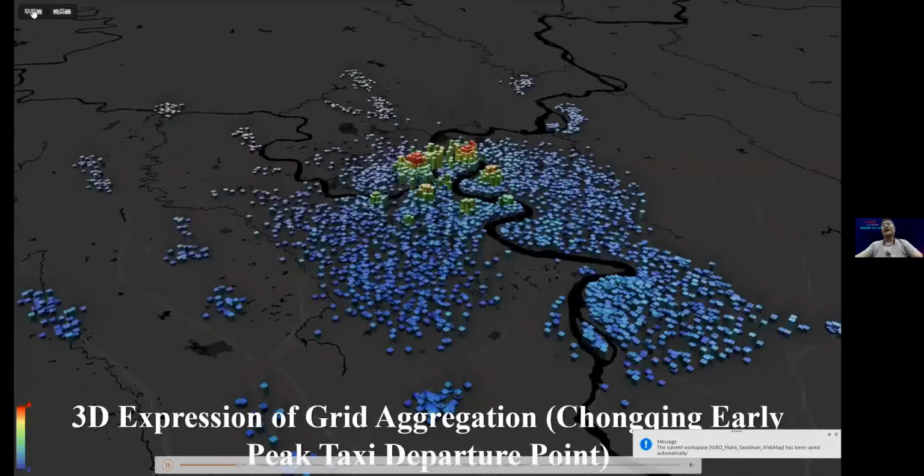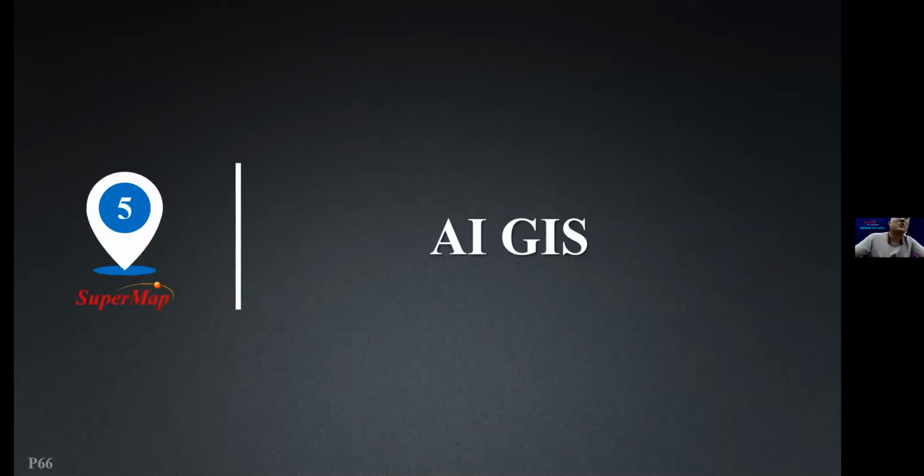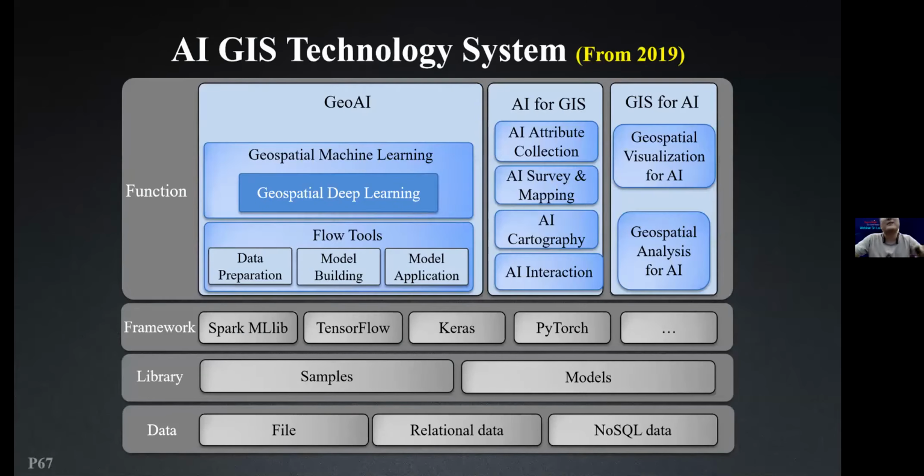Okay, so as a summary, Big Data GIS is a new engine for smart city. Now let's go to the last part of our topic today, which is the AI GIS. The AI GIS technology system has been released from 2019. But we already started to research this technology from 2 years ago.